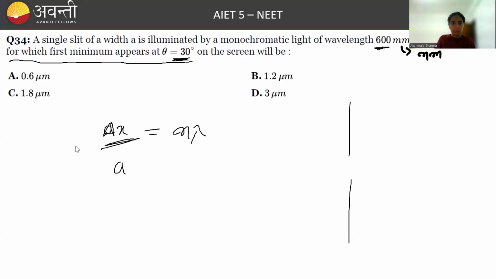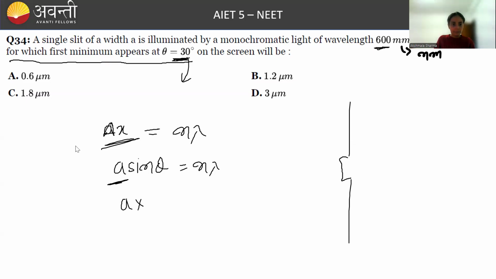Delta x, what did we write it as? In the form of A sin theta. Like in interference we are writing d sin theta, where d was the distance between two slits, and here A is the slit width because there is a single slit, right? So A sin theta is equal to n lambda. The value of A we have to calculate, for which first minima appears at 30 degree.